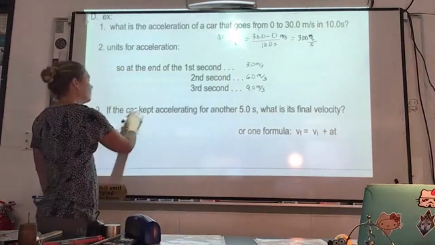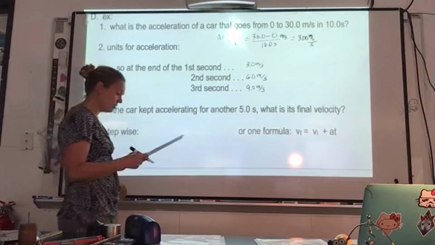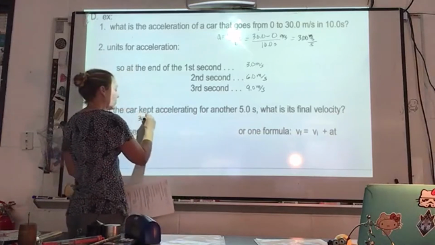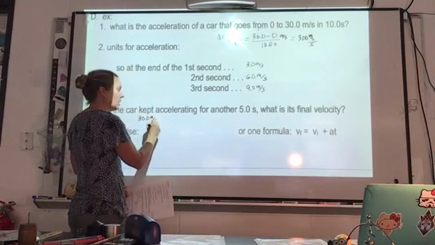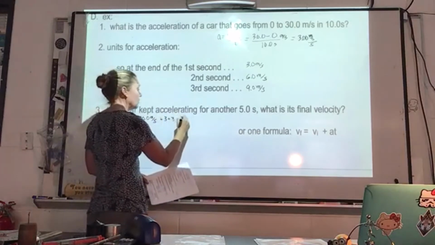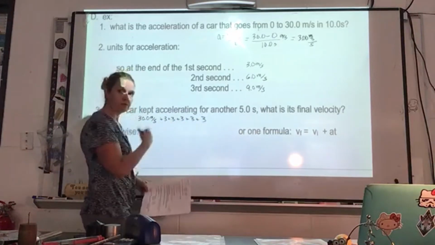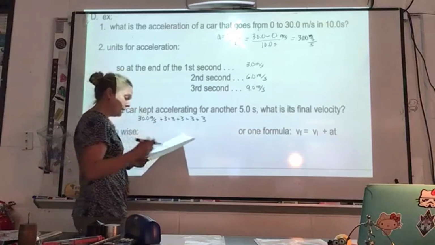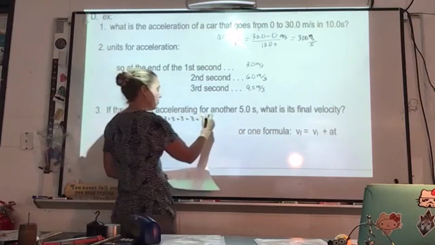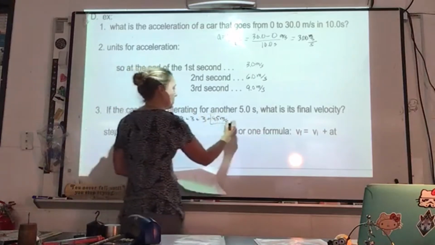All right. If the car kept accelerating for another 5 seconds, what would its final velocity be? Well, if you just want to do this logically, you were going 30 meters per second, and then you did this for another 5 seconds, and you could say, I'm going to add another 5 seconds worth of change in speed. And what would I get to? So 5 times 3 is 15 plus the 30 is 45 meters per second. So there would be our answer.